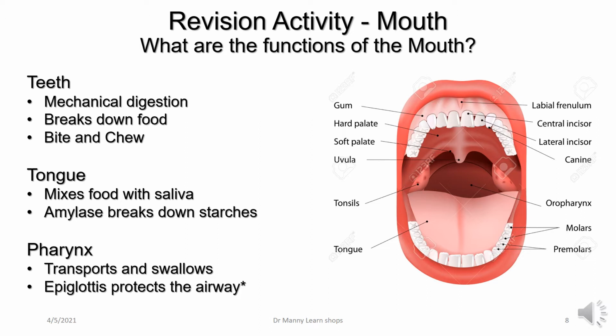Then you've got the pharynx. The pharynx transports and swallows. We already mentioned the epiglottis protects the airway. No food goes into the airway. During swallowing, the soft palate and the uvula move together, also to close off the nasopharynx and prevent food from entering the nasal cavity.